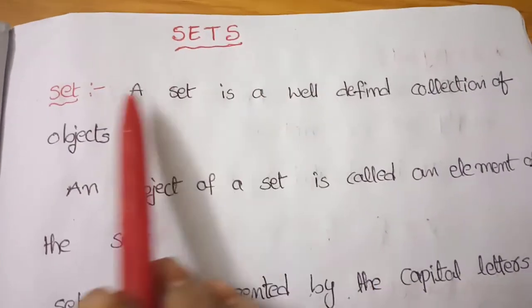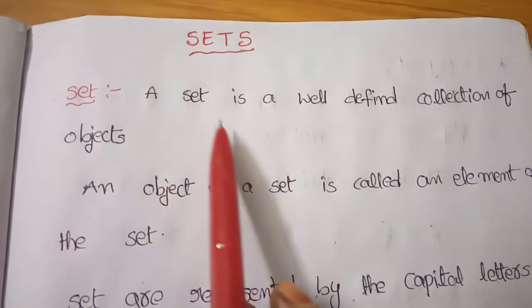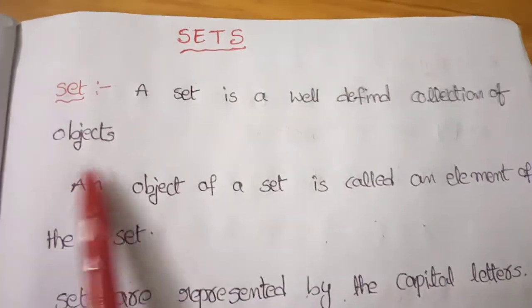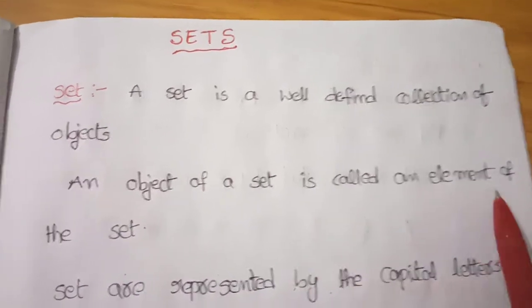Sets. What is the meaning of set? A set is a well-defined collection of objects. An object of a set is called an element of the set.